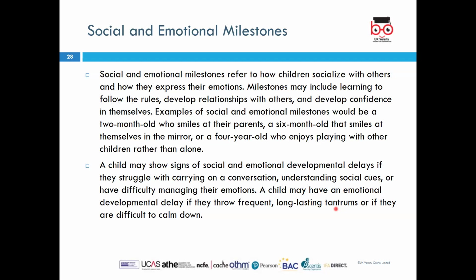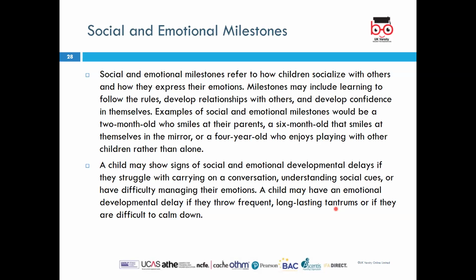Okay, and then after physical and cognitive, now we have the social and emotional milestones. Social and emotional milestones are about socializing and how they express their emotions. Some children will cry, some children will remain silent, and most of the children are very social. They smile.